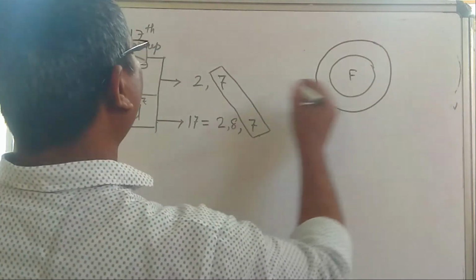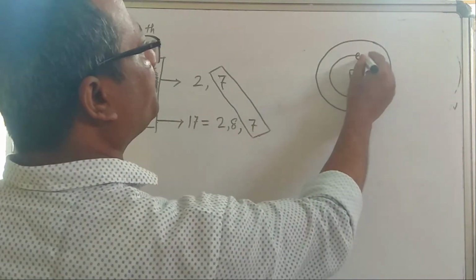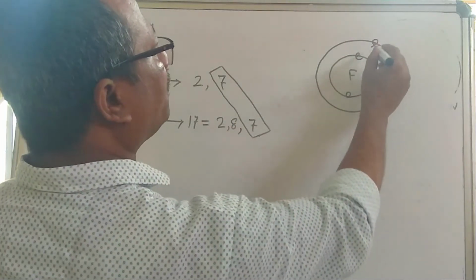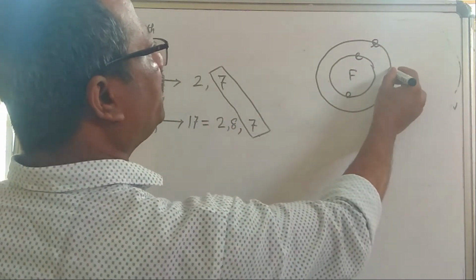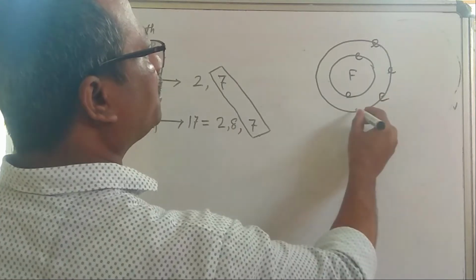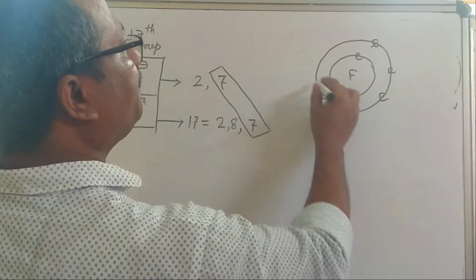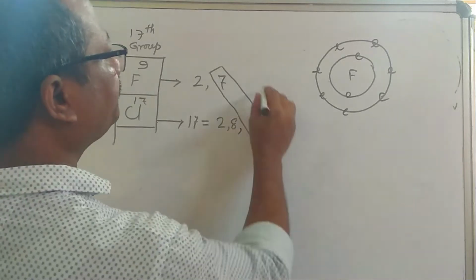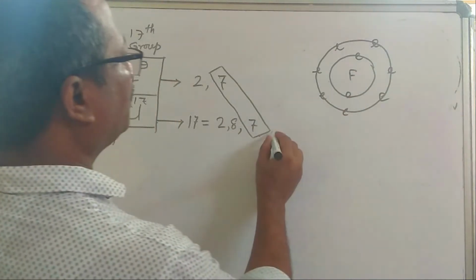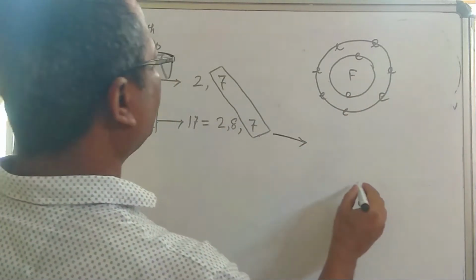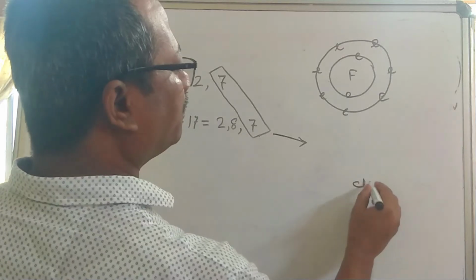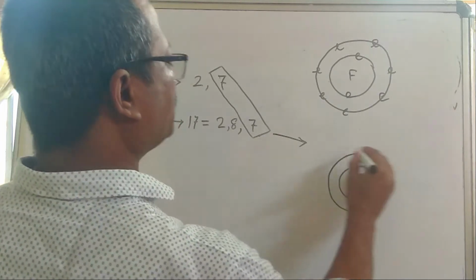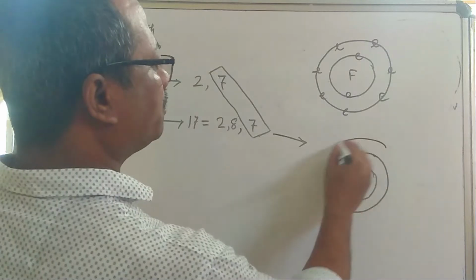You see, on the first orbit, we will have to put 2 electrons. On the second, it can contain 8, but there are only 7 electrons: 3, 4, 5, 6, 7. Similarly, this is fluorine. Similarly, chlorine. First orbit, second orbit, and third shell is also required.